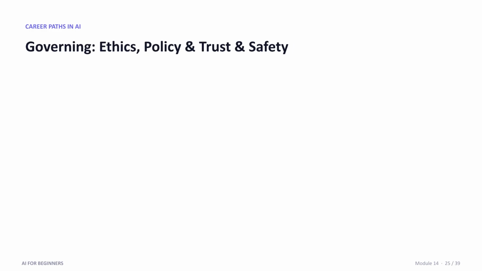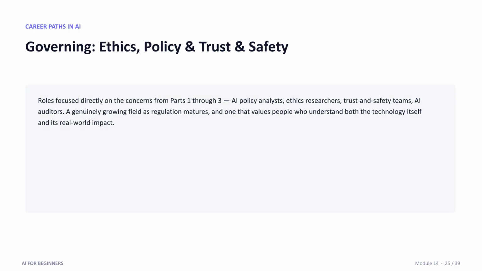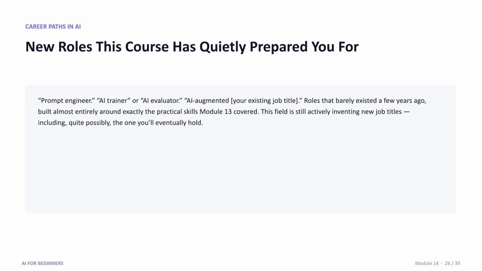The third category is governance. This includes roles like AI policy analysts, ethics researchers, and trust and safety teams. As regulation matures, there is an increasing demand for professionals who understand both the technology and its real-world impact. Finally, we are seeing the rise of entirely new roles like prompt engineers and AI evaluators. These positions are built around the practical skills we have explored in this course. The industry is constantly evolving and inventing new job titles.